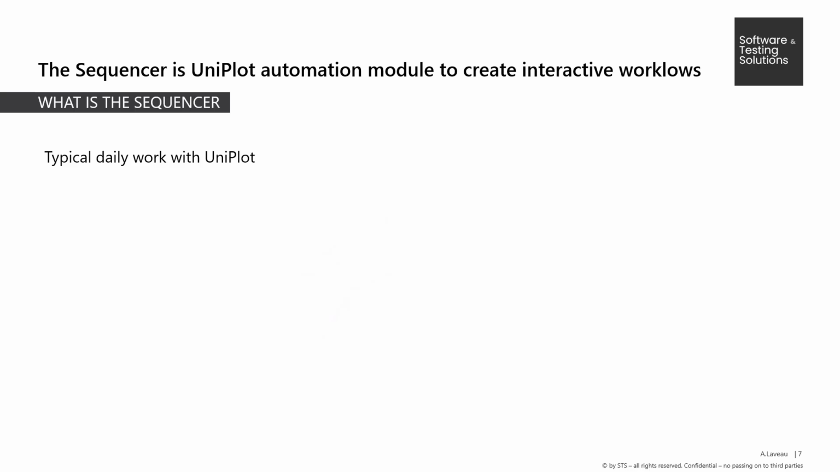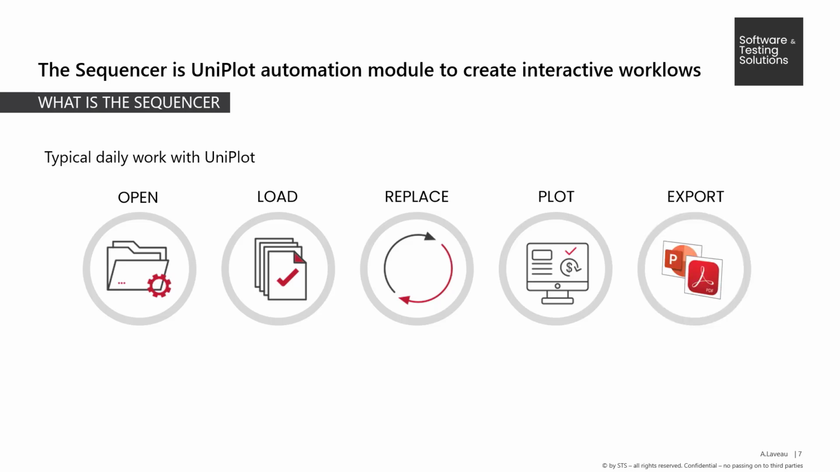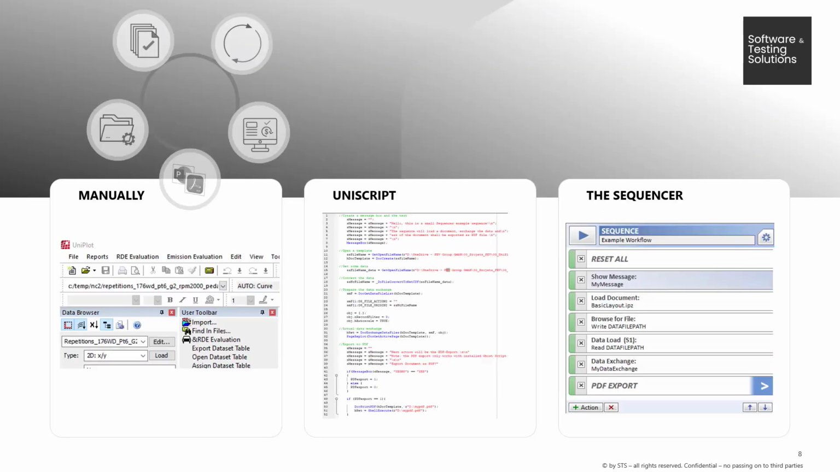When working with data automation systems, reports, etc., you will surely repeat tasks manually, like open a report template, open a data file, replace the data in the template, plot it, and even export it to PDF. This is what UniPlot calls a workflow, a sequence of actions. Now, what if you want to repeat that? Well, we can do it manually, using Uniscript, or using the sequencer, and I'll try to show you why you should use the sequencer. Let's go to UniPlot and dive into some examples.